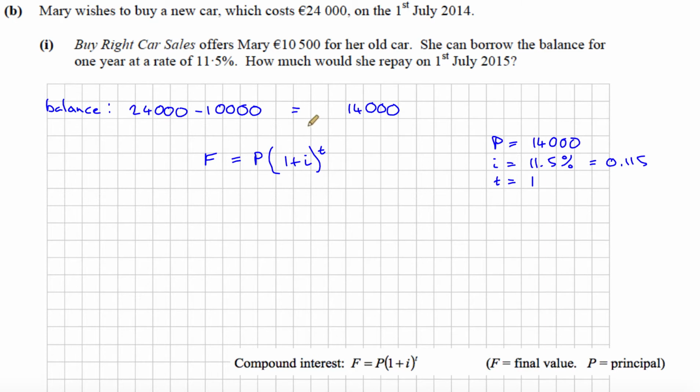Okay, so I've just spotted a mistake here. Mary was offered 10,500 for her old car, not 10,000. So that's going to change these values here. So if you take away 10,500, it's actually 13,500 is the principal.